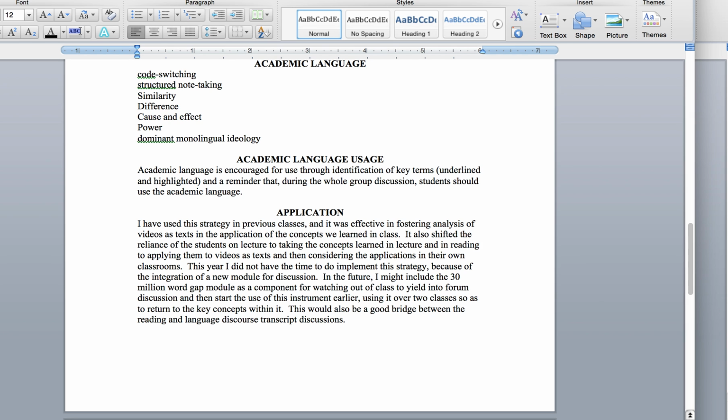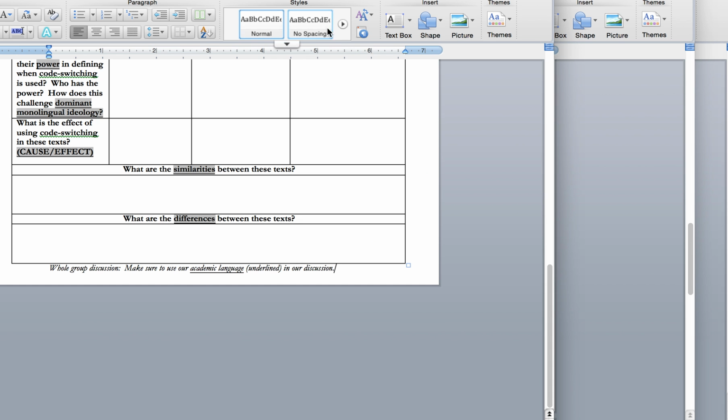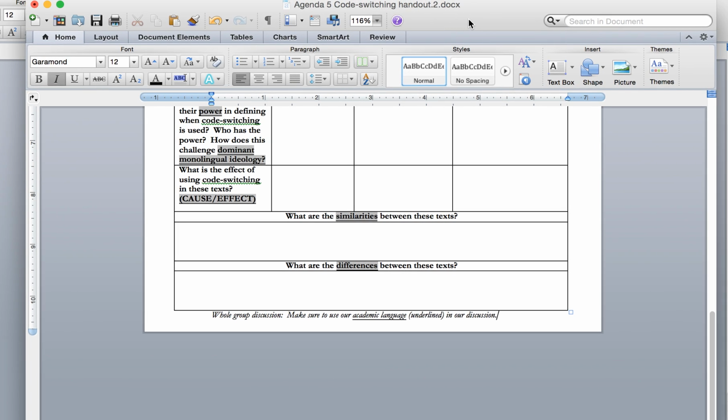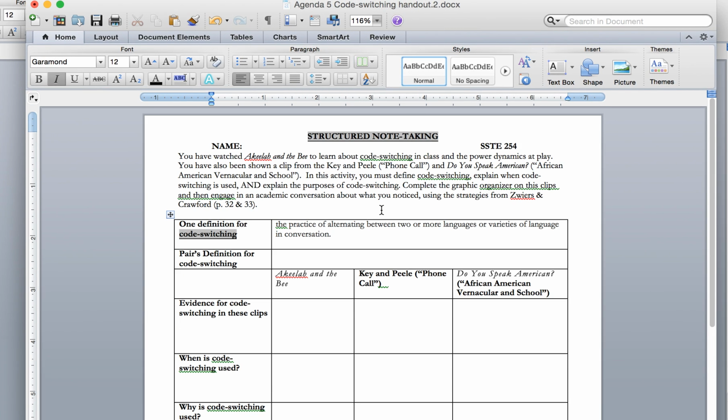So here's my example of the handout. Going to move that over. So here's structured note taking. Very simple. Ask for your name, SSTE 254, that's our class.